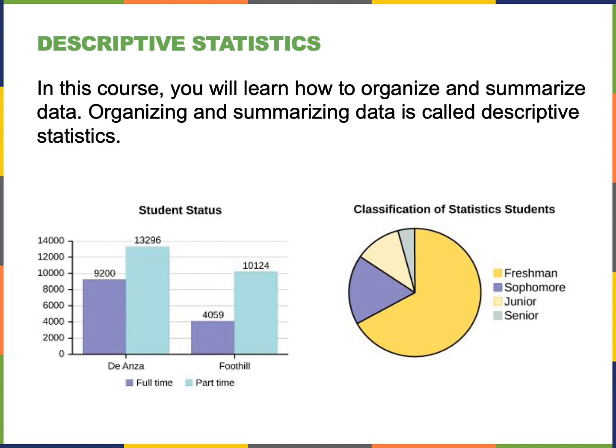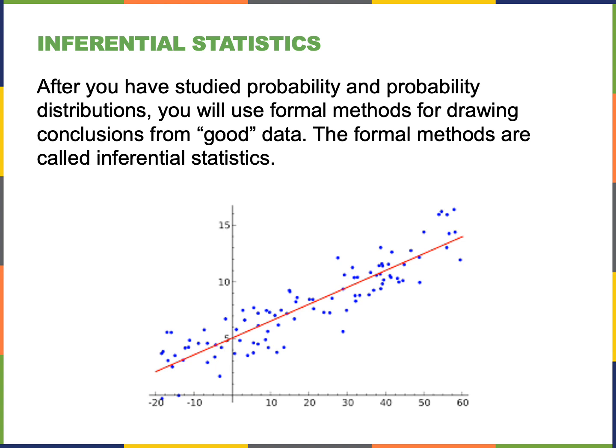Okay, so descriptive statistics. When you organize and summarize data, it's called descriptive statistics. It's basically like, here's everything on a graph, and here's everything on a pie chart. Here are the students that are at De Anza full-time, and here's the number of students that are there part-time. It's descriptive. You can see it, and it gives you information.